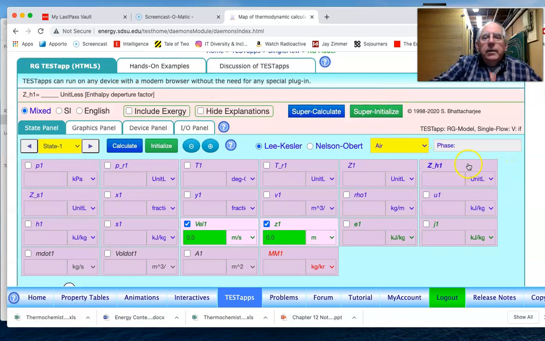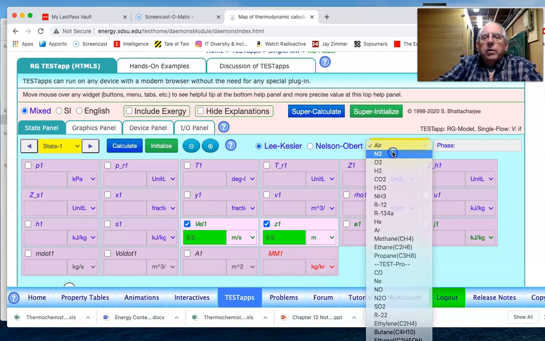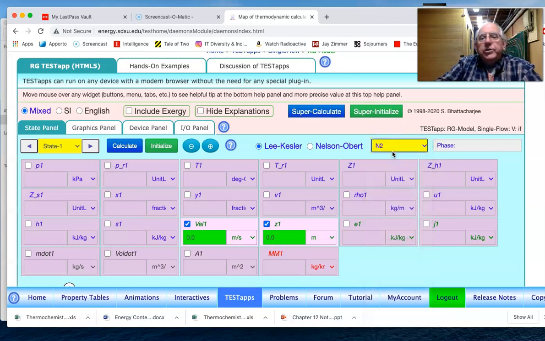And so again, I was mistaken there. We do have the possibility of a Lee-Kessler or Nelson-Obert, and in this particular case, because it did not indicate which one, we'll go ahead and just use the Lee-Kessler. We will have a Nelson-Obert problem on the next problem. And so again, our working fluid is nitrogen gas. We are going to select the Lee-Kessler.